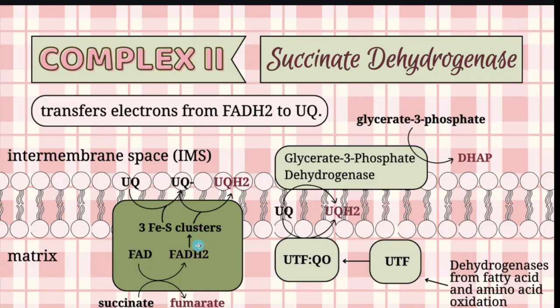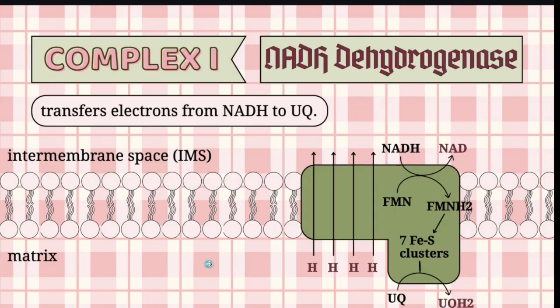Now, does FADH2 donate the electrons simultaneously or one at a time? It donates them one at a time. Just like complex 1, how FMNH2 donated the electrons one at a time to the iron sulfur clusters.